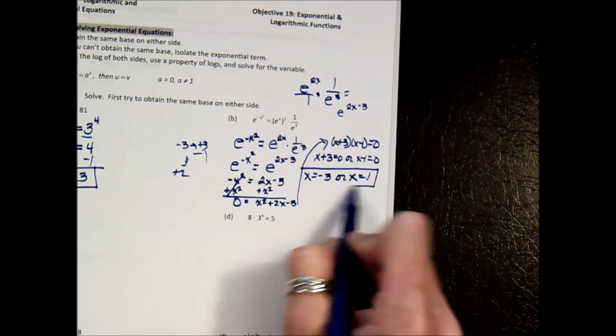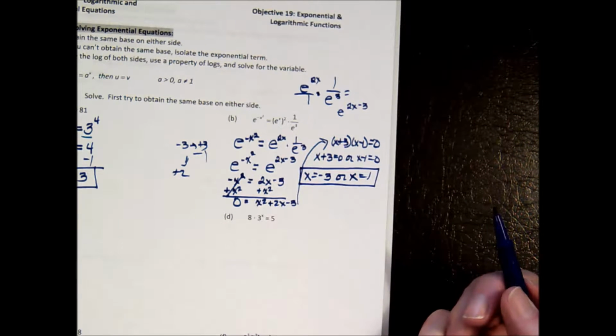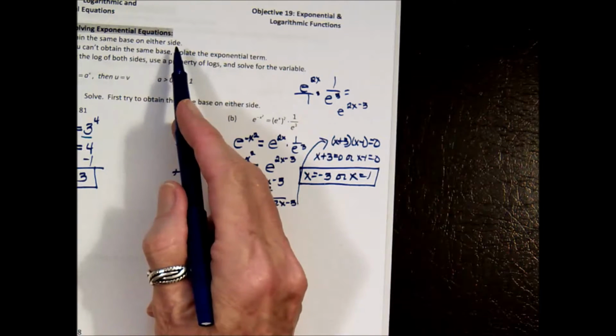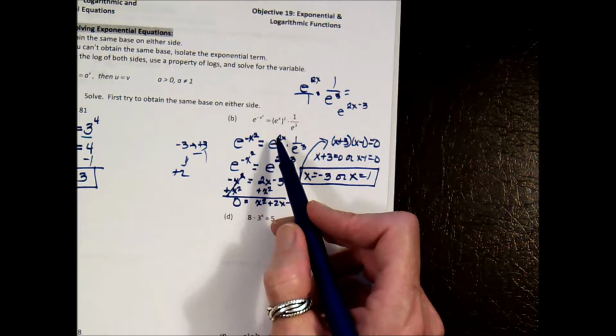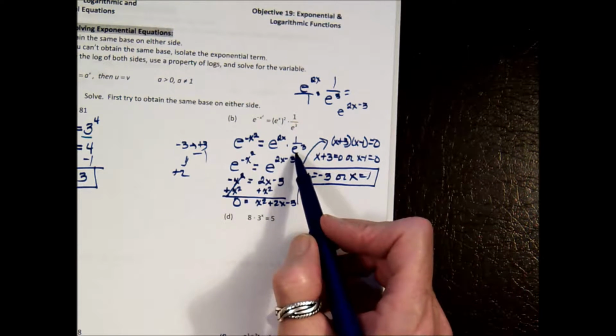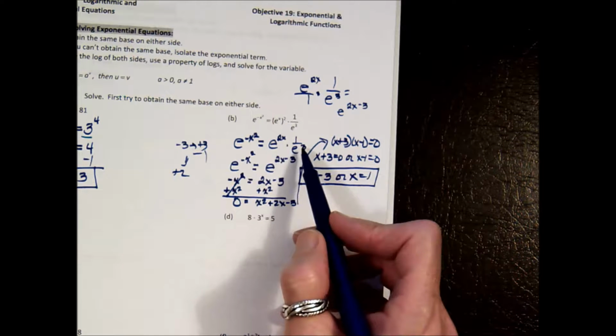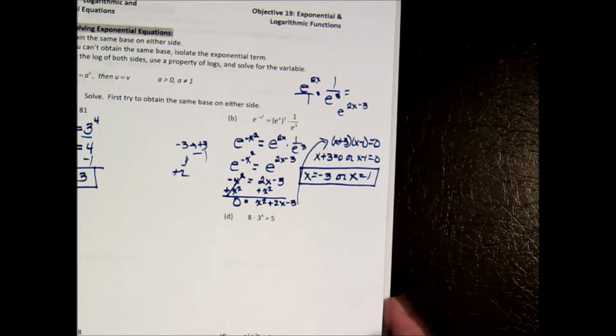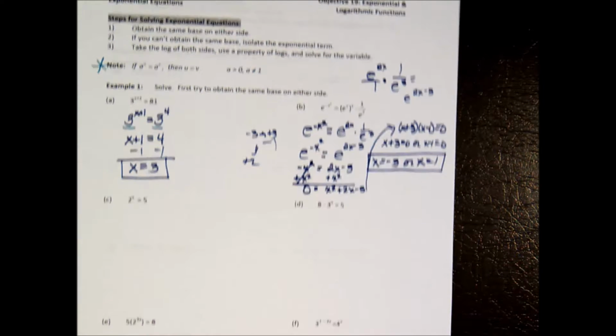So old stuff came into play here. In order to get the bases the same on either side, you had to go back to old rules that you knew about division of like bases, subtracting their exponents, and then factoring and using the zero factor property. So you don't want to forget those old things because they do come into play.